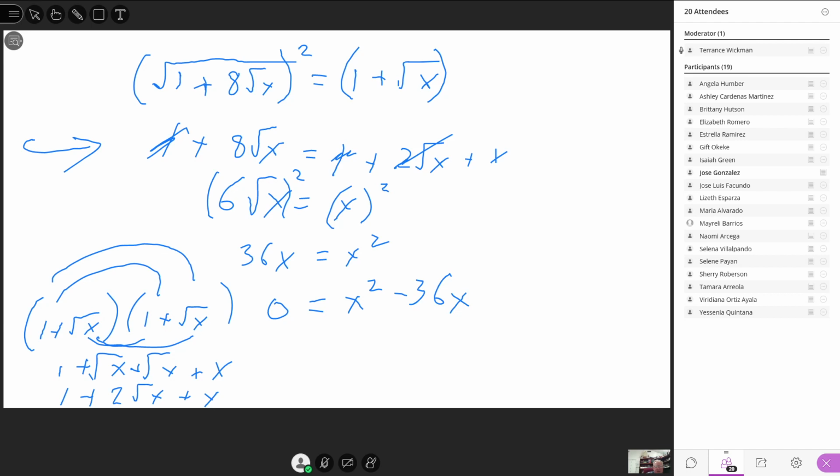Now we can factor this. We can factor an x out of both terms. We get x times (x minus 36). My zeros come from here. That's a 0, and this one here is a positive 36. The answer is 0 and 36, and that would be number A.